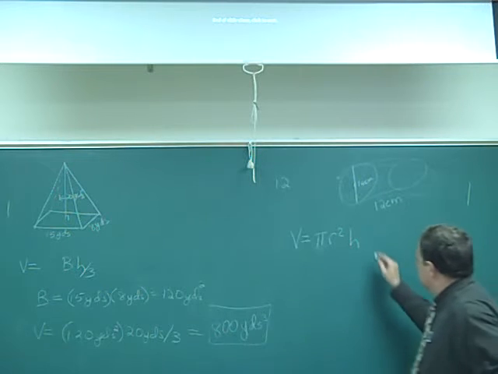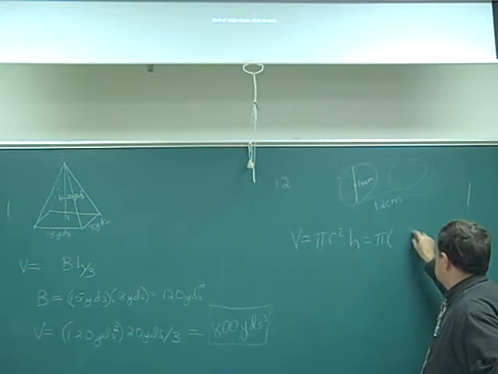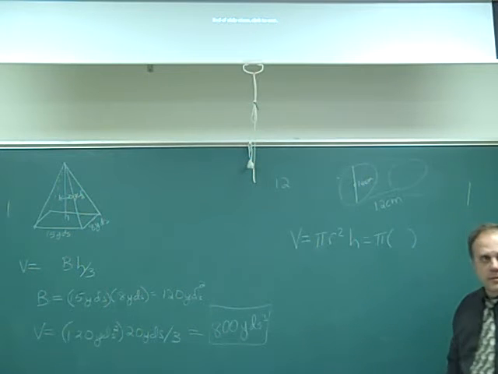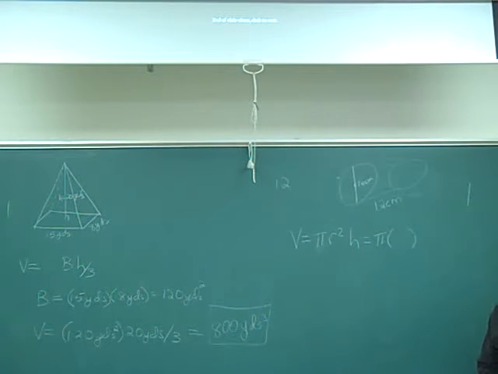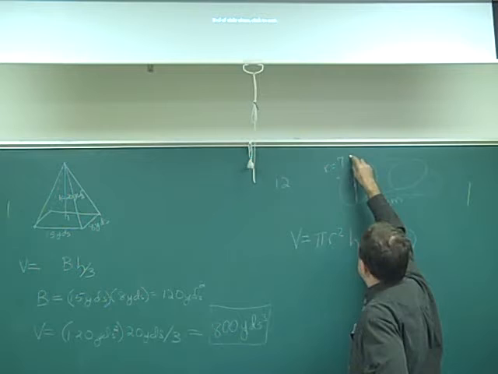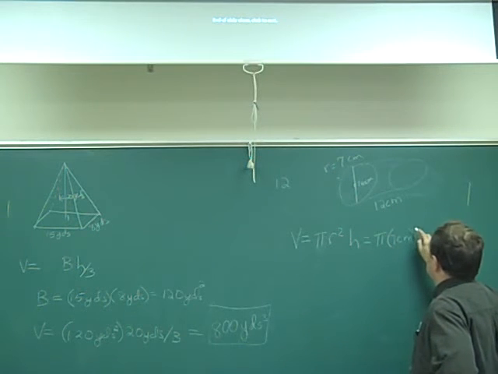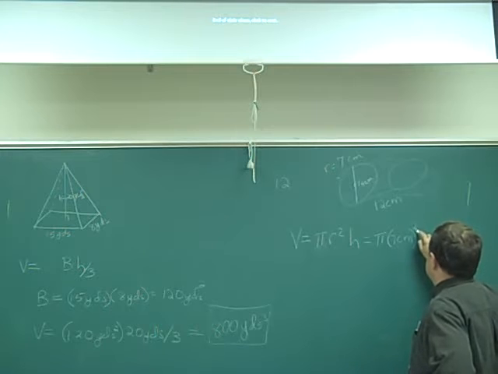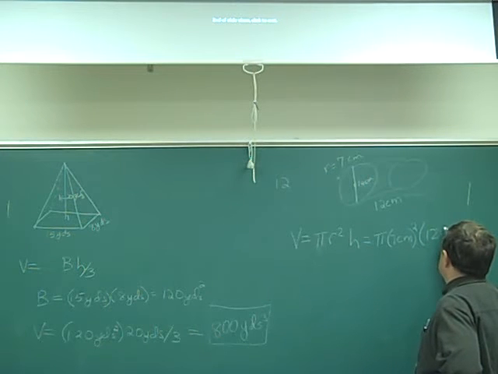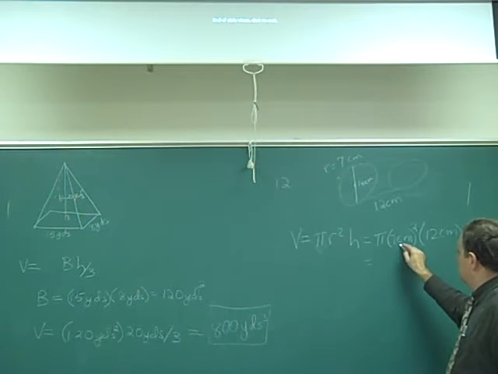Okay. So this is going to be pi, right? What's our radius? Is 14, so it would be 7. Good. Radius is 7, right? Centimeters. Put 7 centimeters squared in there, times the height is 12 centimeters. Okay? So pi times 7 centimeters.